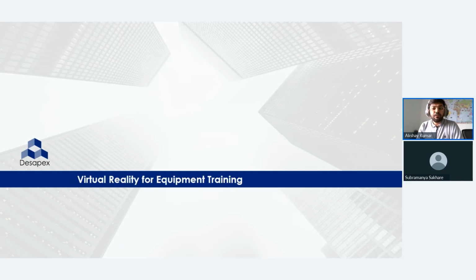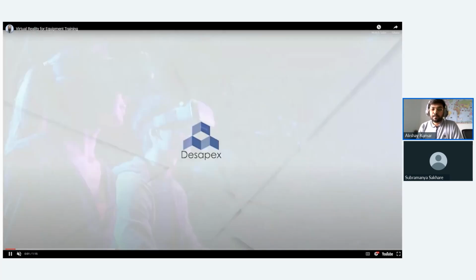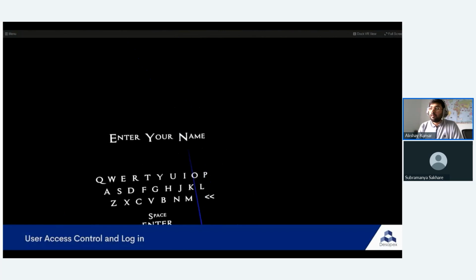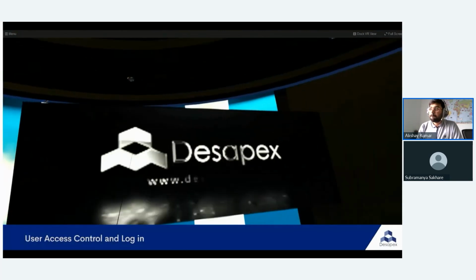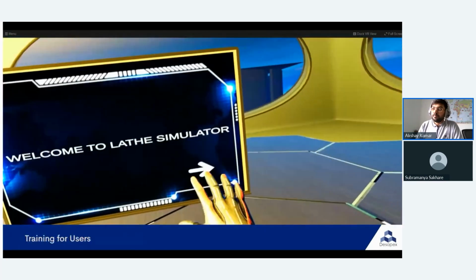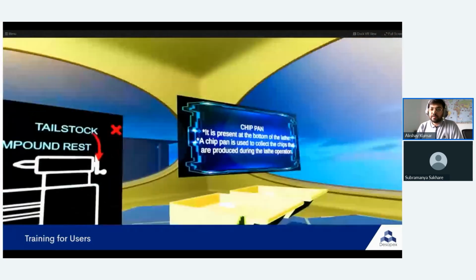At Desapex, we have leveraged the power of virtual reality to create an unparalleled immersive experience in our VR training program. One can operate machines which are true to life, true to scale, and gain first-hand understanding of machine operations. As you can see on the screen, we have taken the use case of a lathe machine.